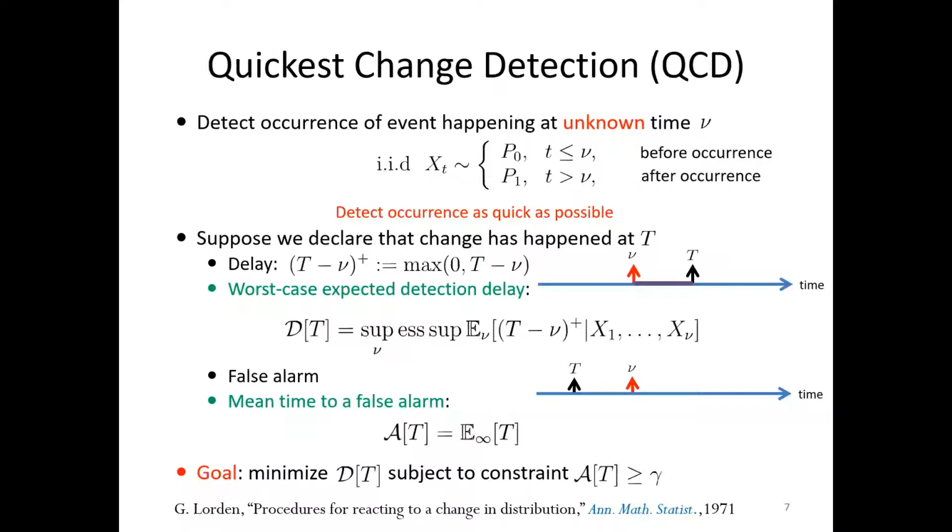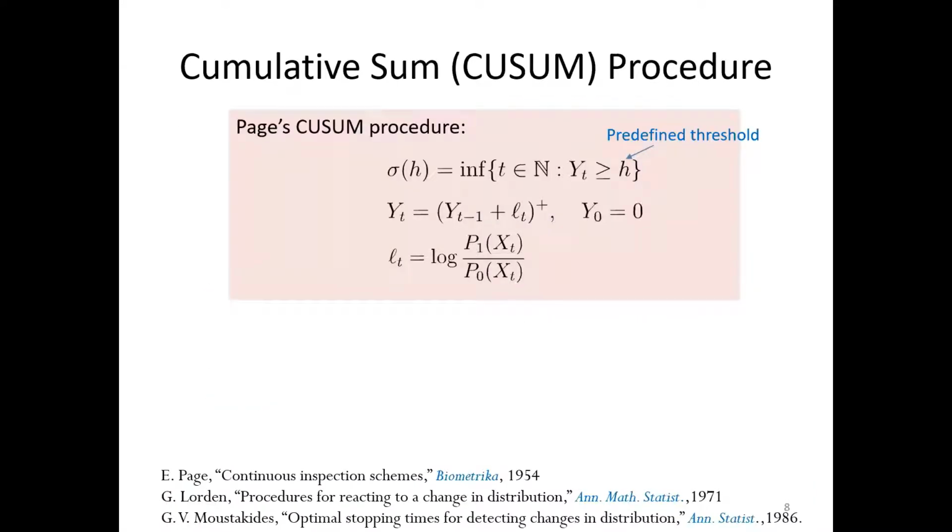All right, so here we want the delay to be small and the mean time to a false alarm to be large. So the goal here is to minimize the delay subject to a constraint on the mean time to a false alarm, gamma. This problem was first studied by Lorden in 1971, and in that paper, he also discussed a procedure to make the decision. That's called a cumulative sum, or CUSUM, procedure.